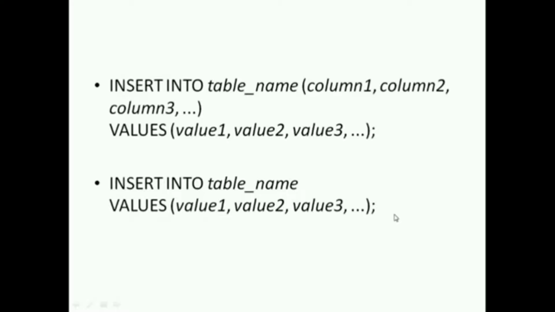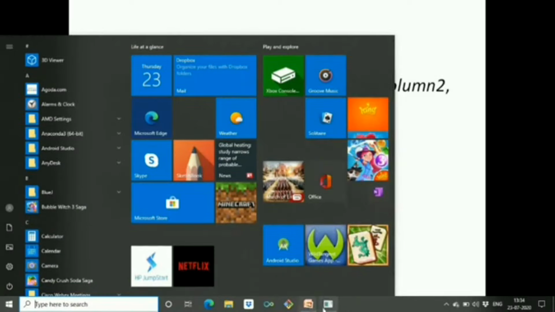If I take the example of my full name table, it will be like this. Insert into full name, in the bracket first name comma last name, values Shruti comma Patil. Or, if you take the example, insert into full name values Shruti comma Patil. But whenever I am using this, I just have to make sure that value 1 is for the first column, value 2 is for the second column and so on. So I'll just show this to you now.